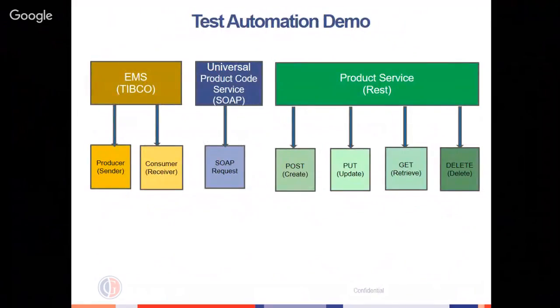Now I am going to demonstrate the test automation. I have chosen these 3 components. First is the product service, a RESTful service used to create product information via a POST call, update it via a PUT call, and retrieve and delete it via GET and DELETE calls. This product service is integrated with the universal product code service, which is a SOAP-based service.